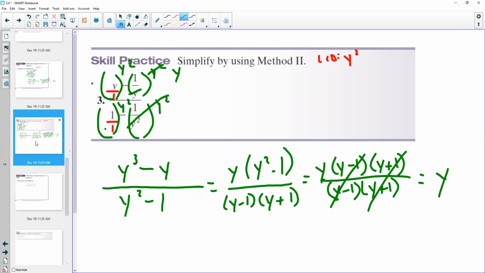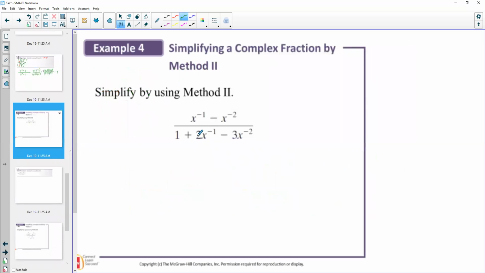And you can use whichever one you prefer. All right, let's try another one. Okay, we need to look at this one just because of what it means. So this is not as bad as you think it is. All a negative exponent means is flip.